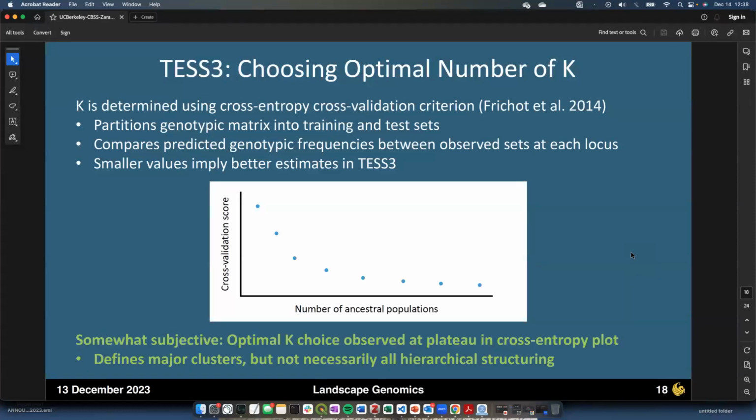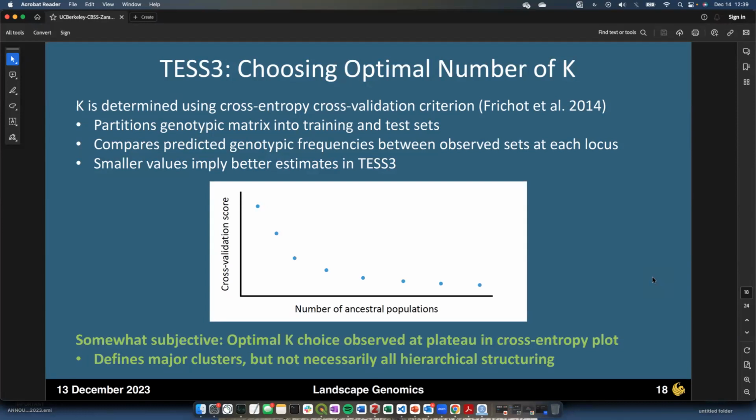Smaller values generally imply better estimates in TESS. So here we have a cross-validation score output, which usually looks graphically like this. We have a validation score on our y-axis, our number of ancestral populations on our x-axis. So what you often see is a pattern that looks like this. And so here we have 1 ancestral population. I forgot to put the actual x values, but this is 1 ancestral population, 2, 3, 4, 5, 6, 7, 8. And as you move down this graph, you notice that this starts to plateau over time.